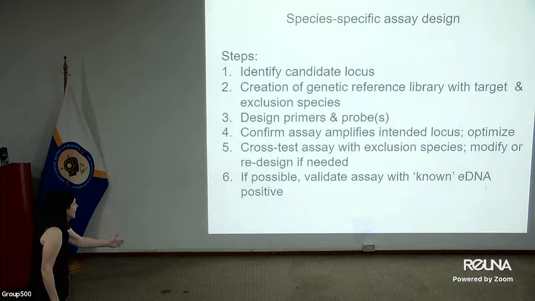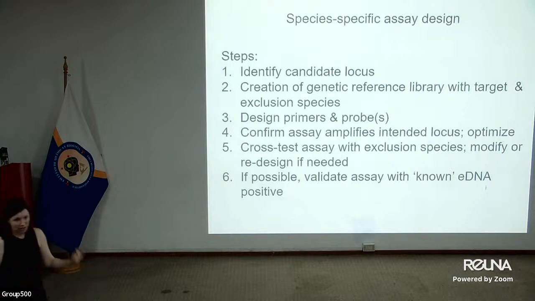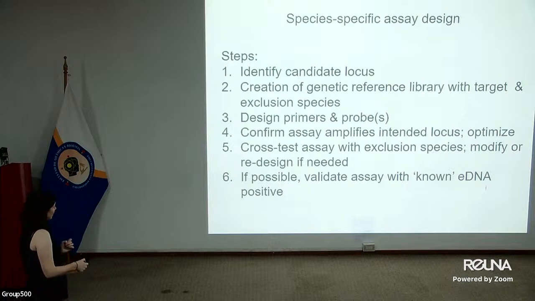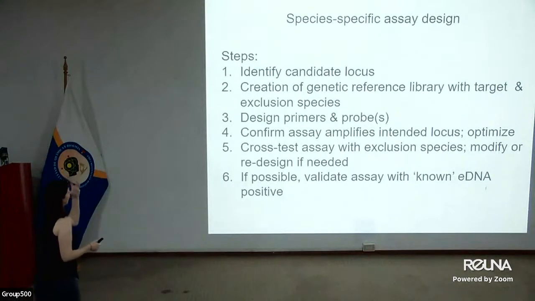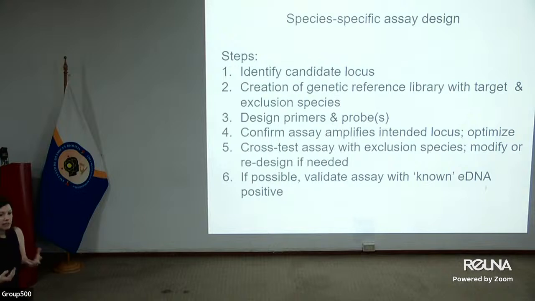All right, these are the steps. This part is so difficult. This is the most challenging part of eDNA work. For some taxa, this can take a year or 2 years to do. First step is to identify a candidate. I'm going to break this down with an example to make it more palatable. You have to figure out what locus you are using. We use mitochondrial DNA for this type of work. We have to create a genetic reference library with your target and non-target, design your primers and probe, confirm it works, optimize it, then cross-test it in exclusion species, go back to the drawing table if needed, and then validate it. So this is a very long, difficult process.